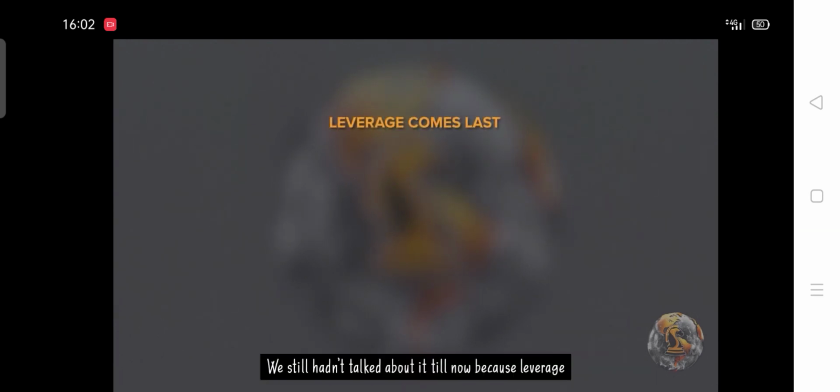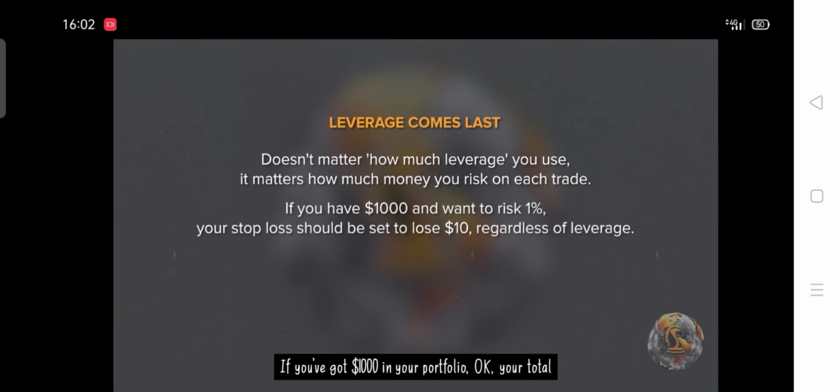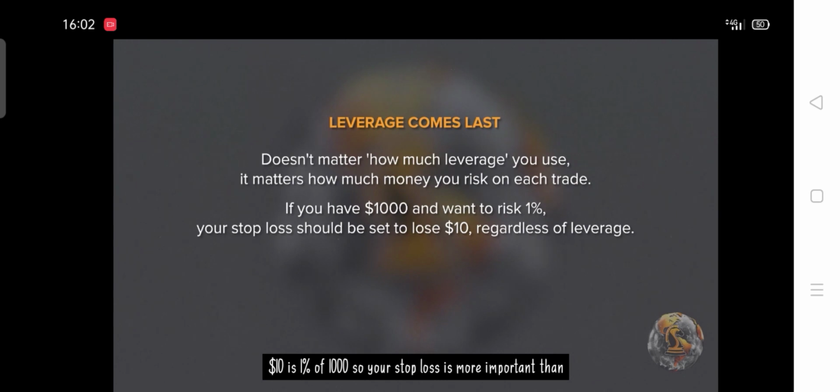Leverage. We still hadn't talked about it till now because leverage comes last. I want you to remember that. Leverage comes last. It does not matter how much leverage you use. What matters is how much money you risk on each trade. If you've got $1,000 in your portfolio, okay, your total account size is $1,000 and you have it stored on your wallet, and you want to risk 1% on each trade, which is a sensible risk, your stop loss should be set to lose $10, regardless of leverage. Make sense? $10 is 1% of 1,000. So your stop loss is more important than the leverage you use. If wherever your stop loss is means that you have lost $10, you have managed your risk.